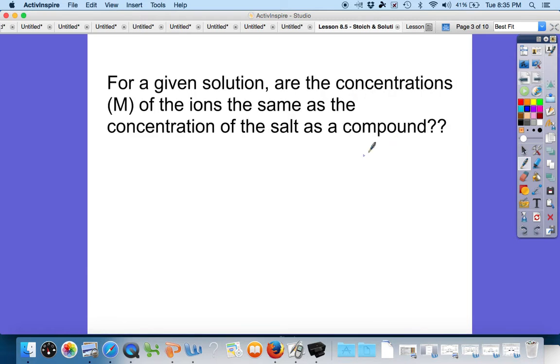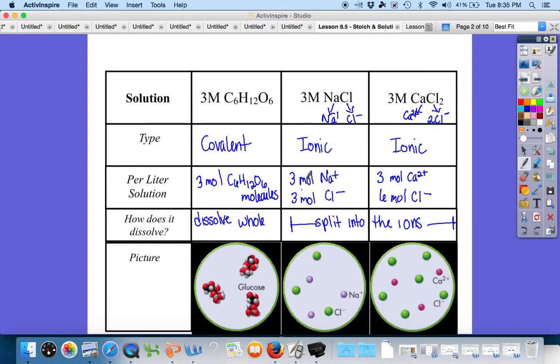So for a given solution, are the concentrations, the molarity of the ions, going to be the same as the concentration of the salt as a compound? And the answer to this would be no, not always. Here, when we look back, our number of moles of our sodium ions and our chloride ions match the number of moles of our compound as a whole. But when you have more than one ion per compound or per formula unit, your molarity, your number of moles per liter, is not going to match that of your compound.